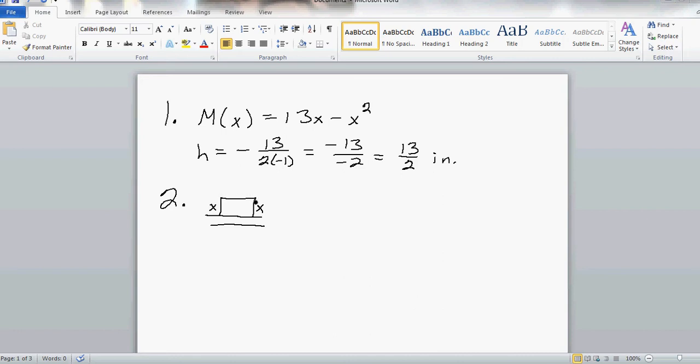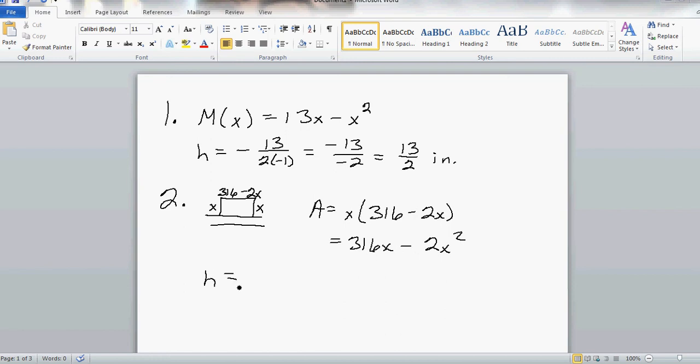Well, we have 316 feet total, but we have already used 2x there. So this would be 316 minus 2x. And so the area of this rectangle would be x times 316 minus 2x, which equals 316x minus 2x squared. And what we want to do is maximize that area. Once again, it is a maximum because the x squared term is negative. So that means we get a maximum. And so how do we find that maximum?